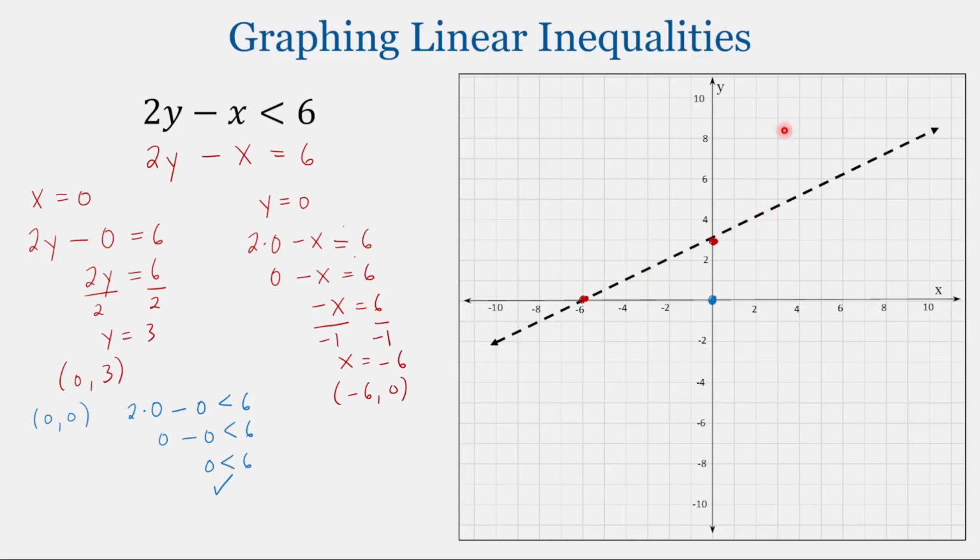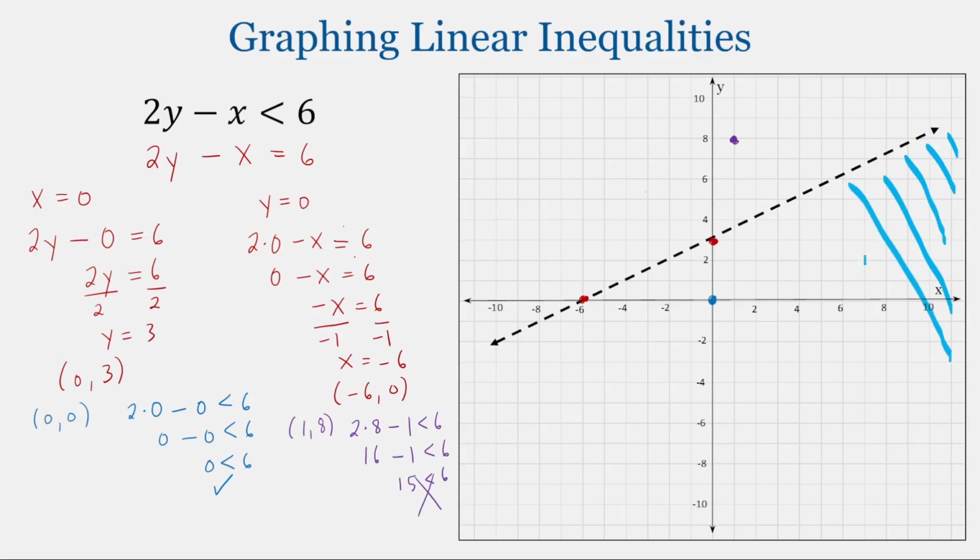In this case, let's test the point 1, 8. So testing the point 1, 8, we have 2 times y, so 2 times 8, minus x, so minus 1 less than 6. This is 16 minus 1 less than 6. We get 15 less than 6, and this is not true. And then we shade in the correct side of the graph.